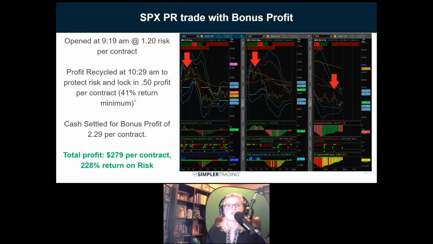So we never day traded the trade. We never triggered the day trading rule. But by the end of that day, we are walking away with a total profit of $2.79 per contract, which was a 228% return on the risk.